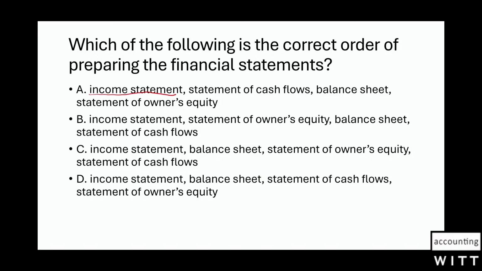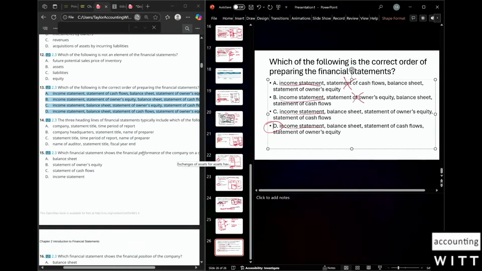income statement is in all of them. Statement of cash flows. Seems like that wouldn't be second. I have honestly no idea, but I'd guess it's D. Come on. What does this want us to think?